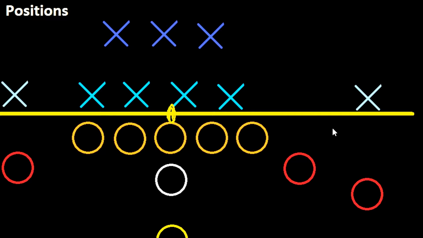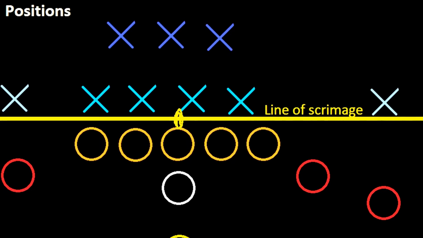The offensive guys cannot go past this line, and nor can the defensive guys go over this line, where they would be considered offside. And so this line, the yellow line, is called the line of scrimmage. So the line of scrimmage separates the offense from the defense. That is where the ball is.